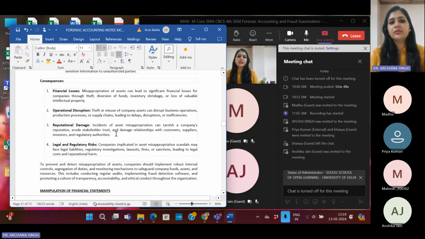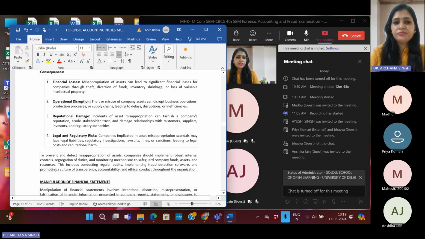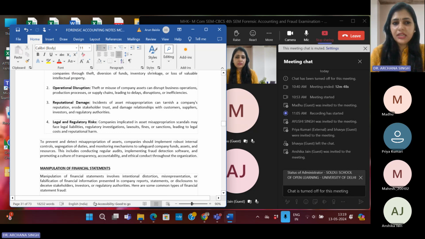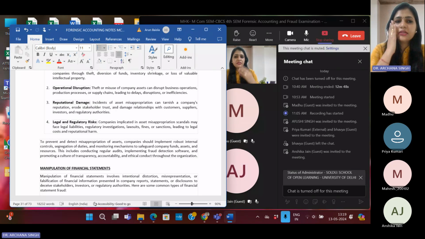Reputational damage basically includes incidents of asset misappropriation, which may erode the company's reputation and stakeholders' trust. It may damage the relationship with customers, suppliers, regulatory authorities, and investors. So it may lead to reputational damage also.